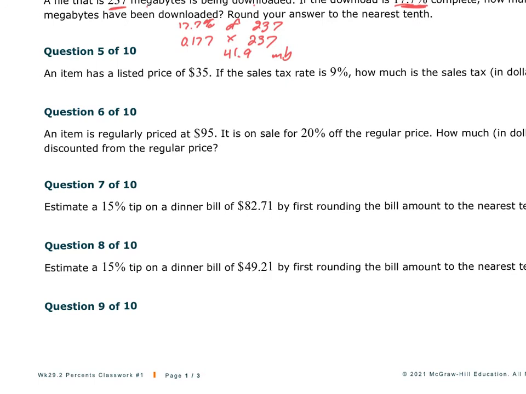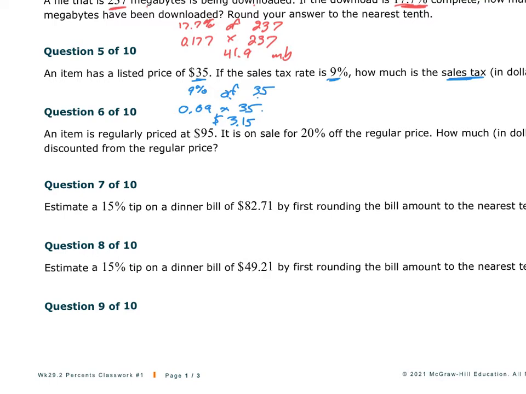Question 5. An item has a list price of $35. If the sales tax rate is 9%, how much is the tax? Sales tax, not the total price with sales tax, but just the sales tax. So the sales tax is 9% of 35. We got to move the decimal 2 spots. Don't put 0.9. It's 9/100 of 35. So our answer has to be much smaller than $35. It's $3.15, which makes sense. 10% of 35 would be $3.50, a little less than that.